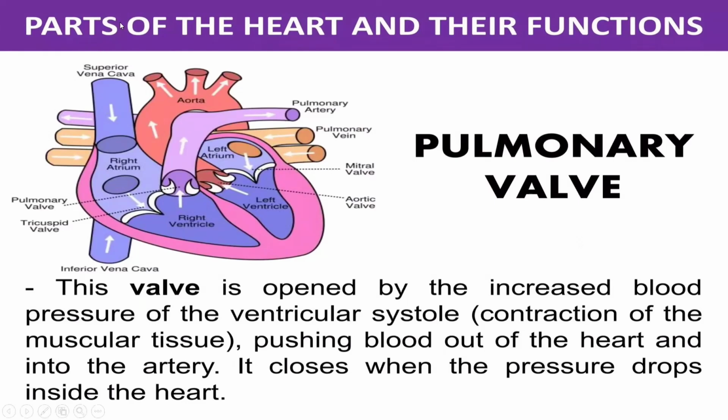Now you can easily see with the help of this arrow how the blood flow is happening. From the superior vena cava, it enters the right atrium, then the right ventricle, then the pulmonary artery, then to the lungs. From the lungs, the pulmonary veins come to the left atrium, then the left ventricle, then it goes to the aorta.